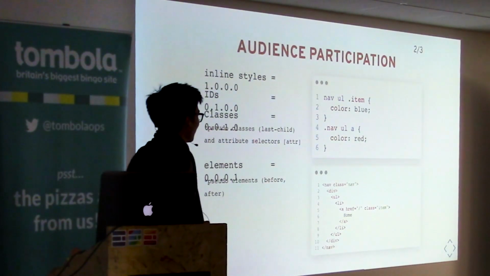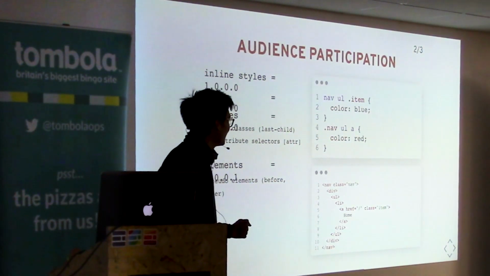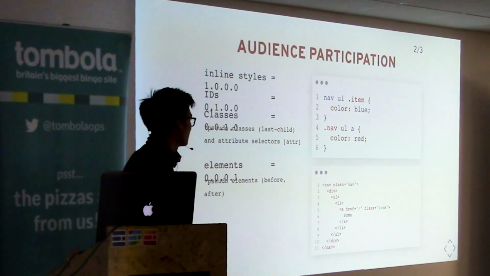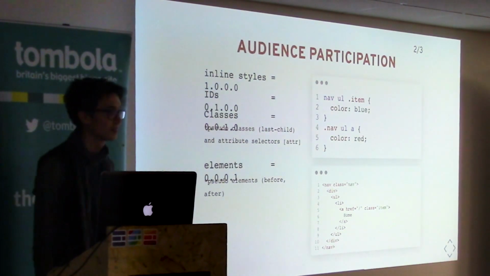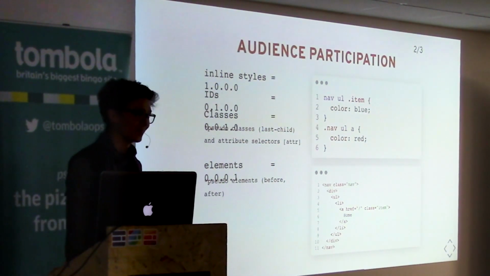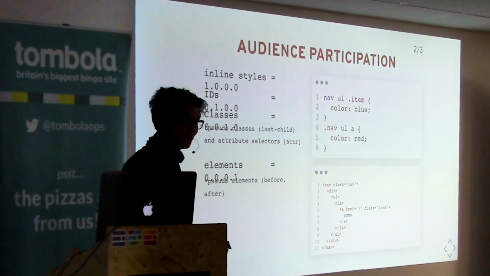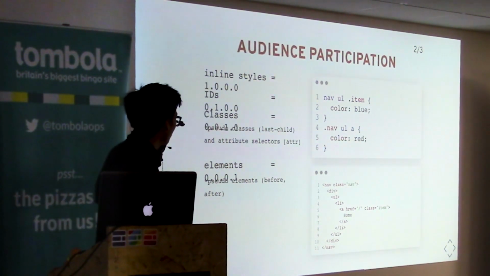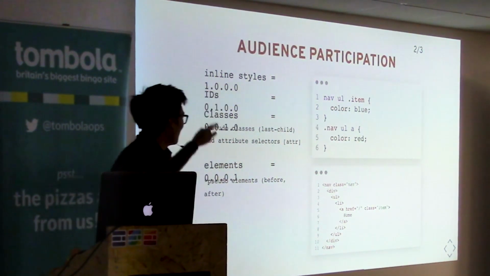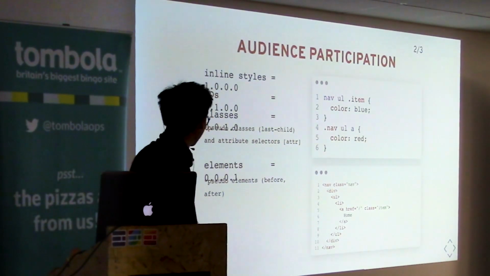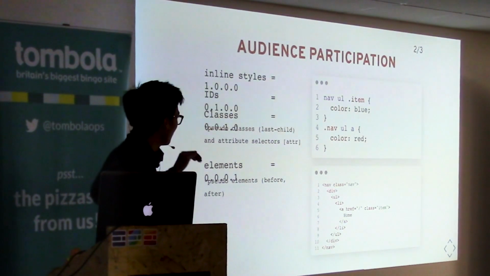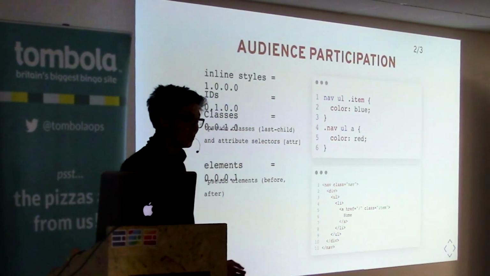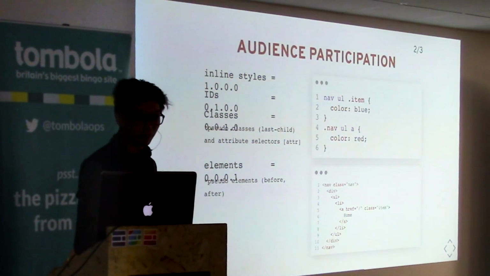Next question. We've got a nav, ul, and item class, and then we have a nav class, ul, and a. Hands up for blue. Hands up for red. Interesting. It's going to be red this time, and that is because they're both of... Oh, sorry about this. I just noticed that. Yeah, they're both the same importance, which means the cascade takes priority this time.